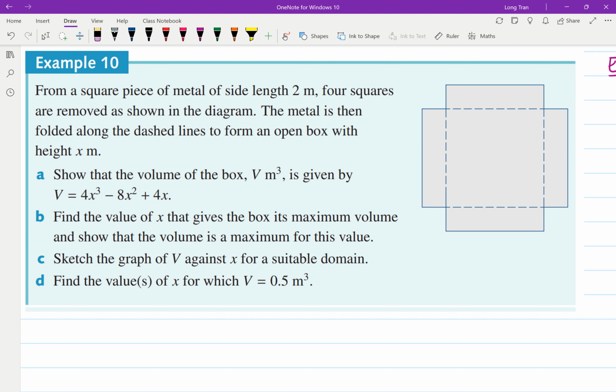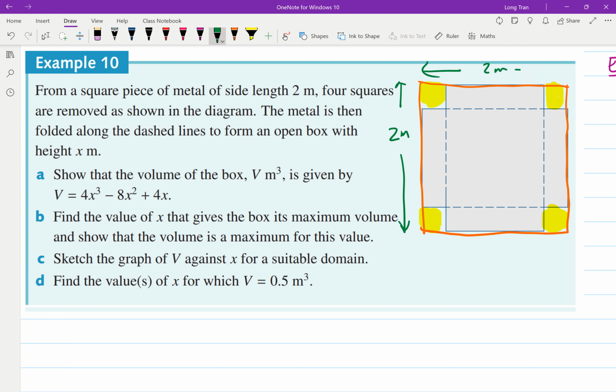They say, from a square piece of metal of side length 2 meters, 4 squares are removed. So you need a picture in this diagram that you originally had a square. This was the original square, and 4 of these squares from each corner have been removed. So they're already telling you that the original length was 2. That's 2 meters from here to here.